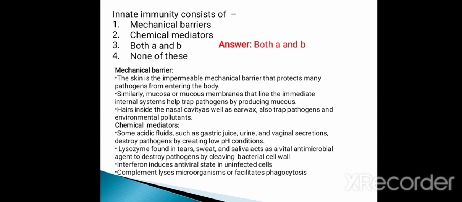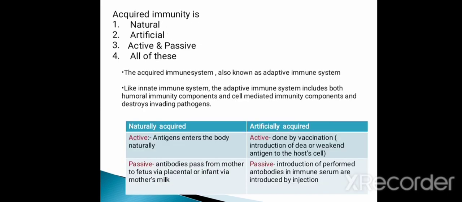Interferon induces antiviral state in uninfected cells, complement lysis microorganisms, or facilitate phagocytosis. Next question. Acquired immunity is option 1 natural, option 2 artificial, option 3 active and passive, and option 4 all of this. And the correct answer is all of the above. That is, acquired immunity is natural, artificial, it may be active and passive.